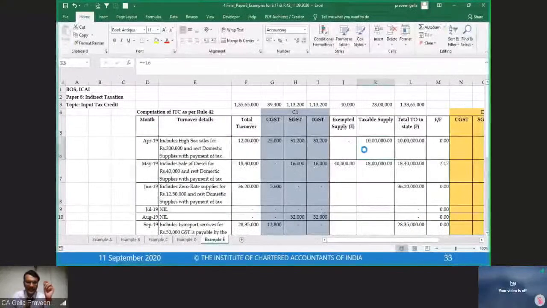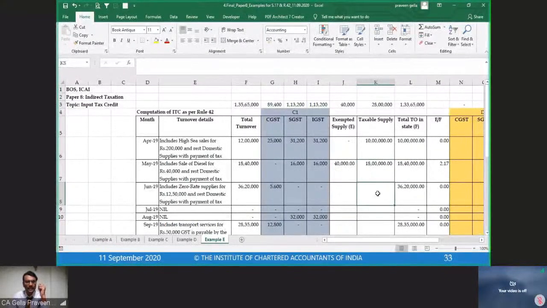First example, first line, I said 10 lakhs is my total value and taxable value is 10 lakhs. Second example, I said out of 18,40,000, 40,000 is exempted. So I have filled 40,000. My taxable supply happens to be 18 lakhs. This is how I did the bifurcation for my example number 2.